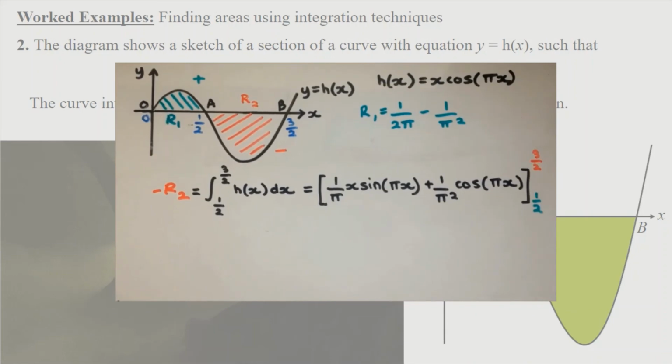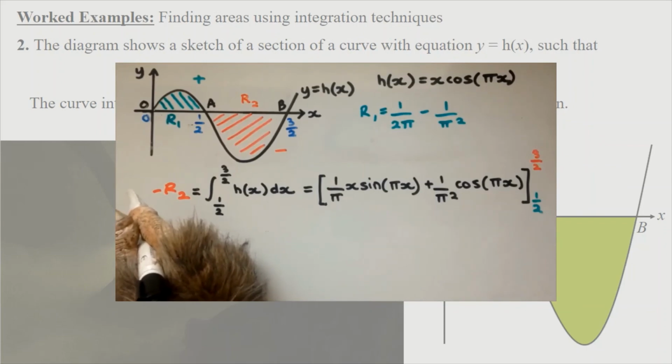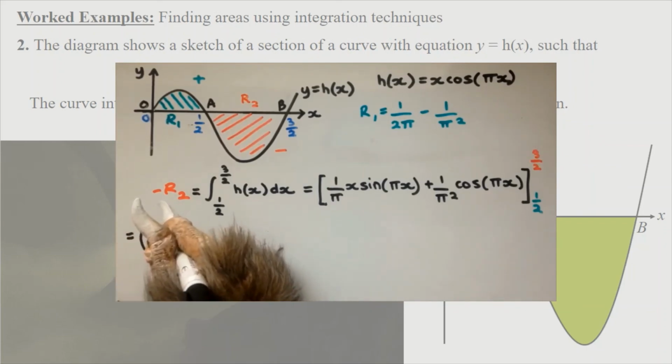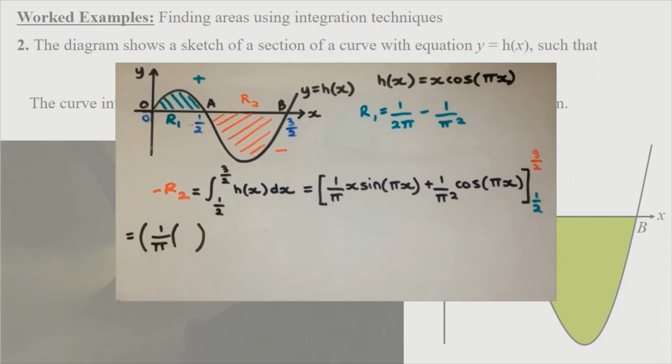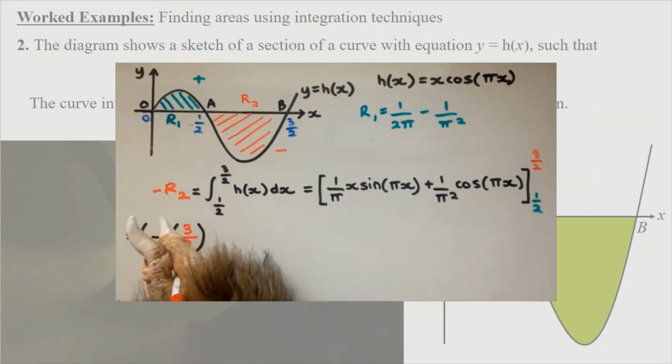Let's get started. So curly brackets, upper limit, subtract the lower limit. We'll need a bit more space, so let's just move over to the left a little bit. So that's going to be now 1 over pi multiplied by x. Now x, remember, is 3 over 2, so I'll put that in, like so.